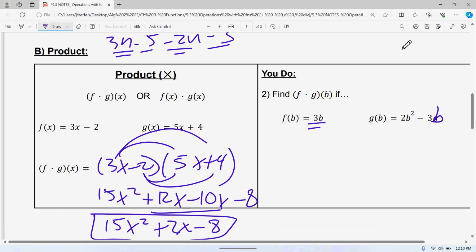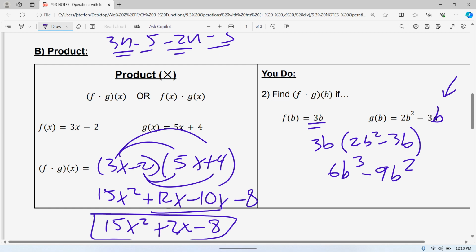So this one, again, it says f times g. I made another mistake. I put g in here and it should be a b. So if you want to change that, but again, don't make it harder than it is. It's 3b multiplied by 2b squared minus 3b. I put this one in here because some students do get confused. If I have 3b times 2b squared, 3 times 2 is 6, and then b times b squared is b to the third. Some people still get confused with that. 3 times negative 3 is negative 9, and then b and b is b squared.